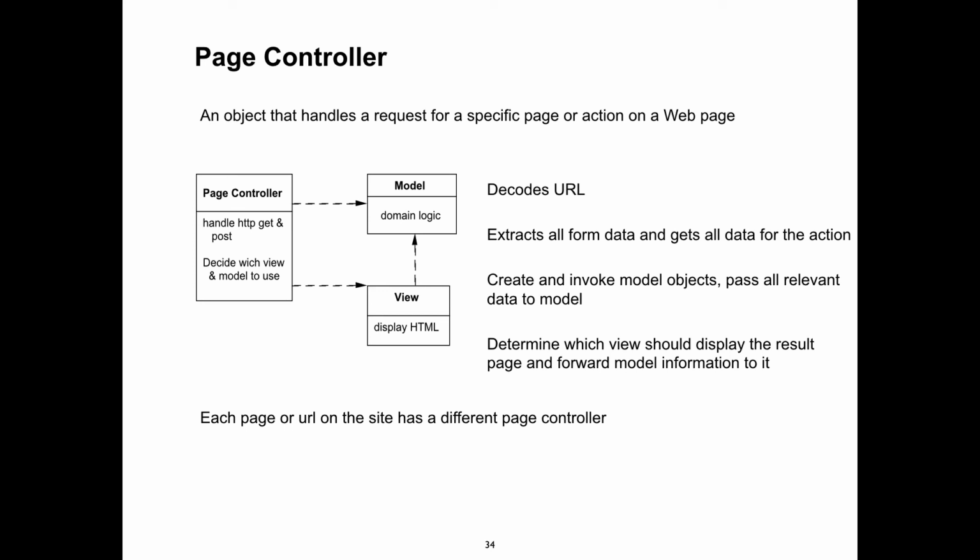So one pattern, which I really haven't seen used, is what you call a page controller. Basically you send the request to a particular object. Now it can extract all the information out of the request and then generate the page for you, and each URL has a different page controller.